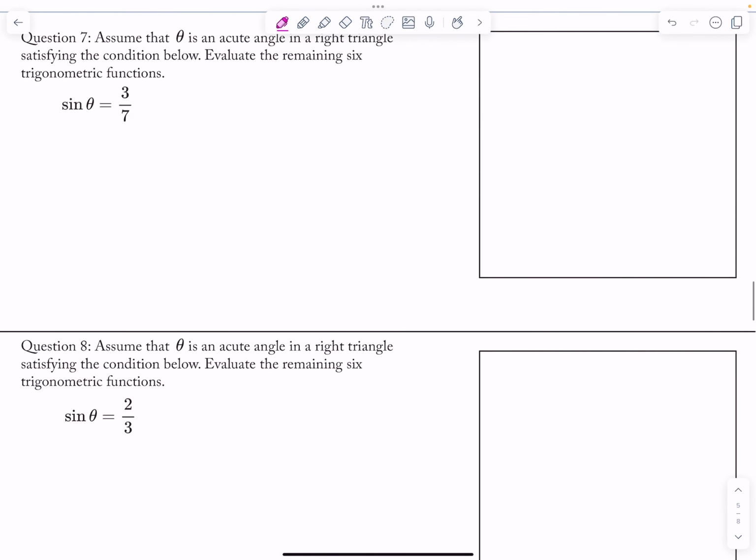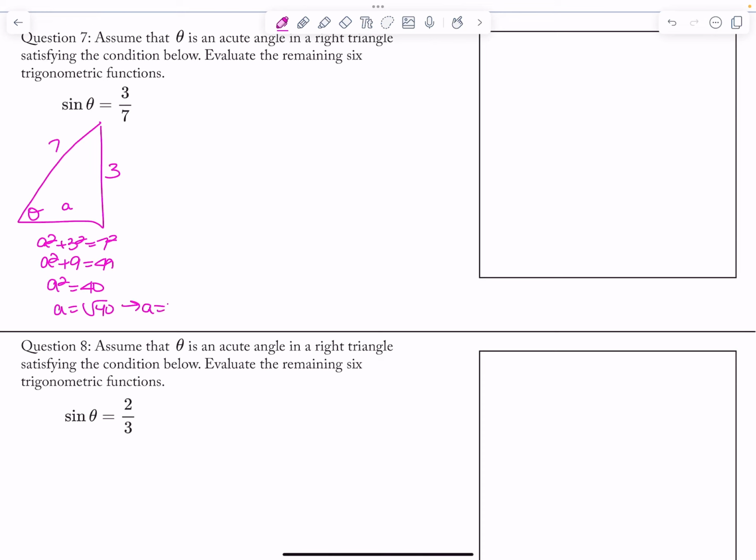All right, 7, we're given a triangle. We're given a theta. 3, 7, I'm going to find a. So a squared plus 3 squared is equal to 49. Well, I guess I could write it as 7 squared. So a squared plus 9 is equal to 49. A squared is equal to 40, so a is the square root of 40. So a is root 4 root 10. So a is 2 root 10.